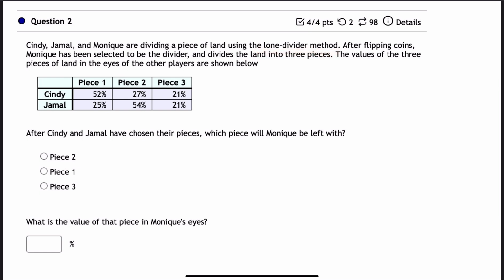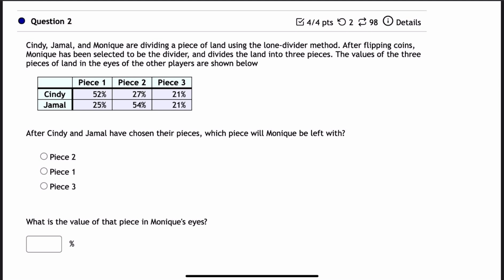They're going to flip a coin to figure out who's going to be the divider. And Monique wins the coin flips. I assume it's multiple flips because we don't have 3-sided coins. But Monique wins to be the divider and divides up the land equally in their eyes as far as what is fair share to them. And so we're going to look at how Cindy and Jamal view the 3 pieces Monique divided up.